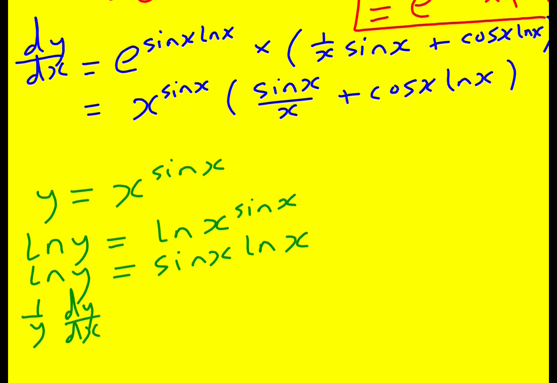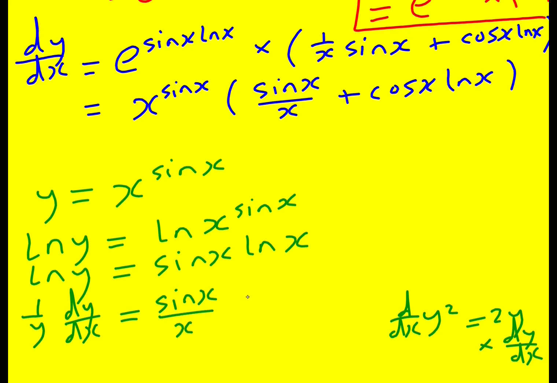It's like when you deal with your implicit differentiation, like y squared. If you differentiate y squared with respect to x, you get 2y. You just differentiate it like normally, and then you times by dy by dx. It's exactly the same. And then we use the product rule, just like before, plus cos x ln x.